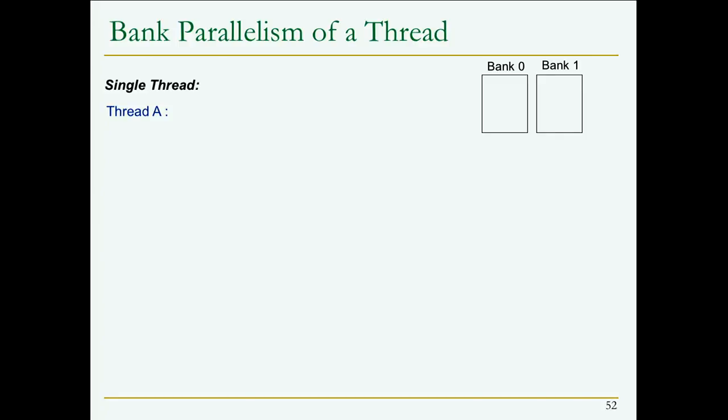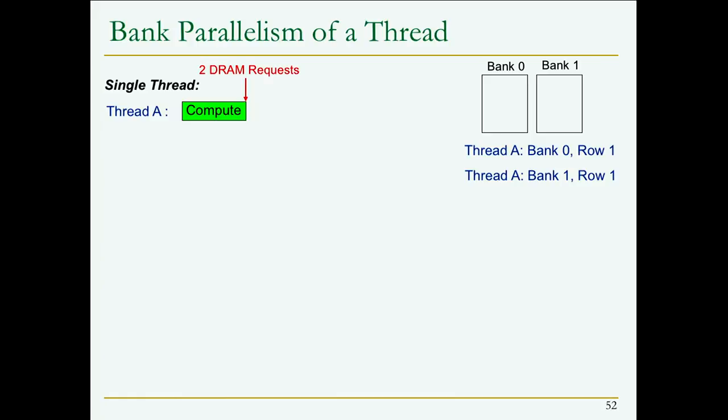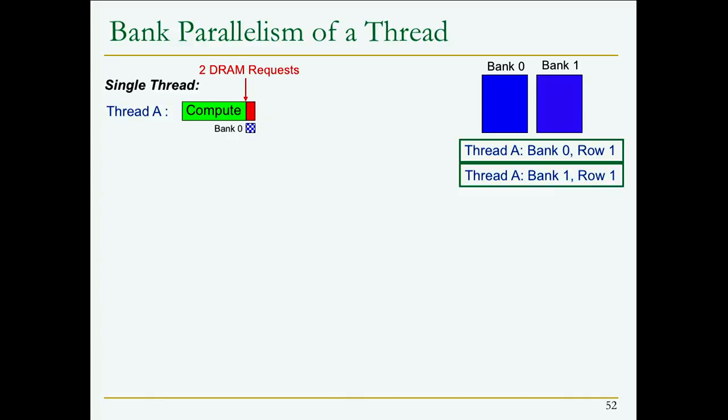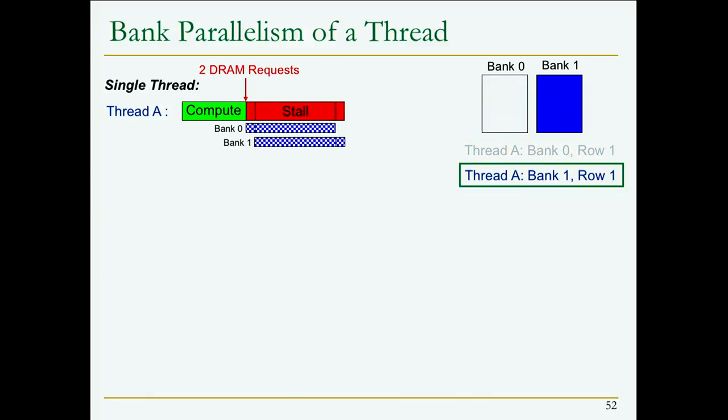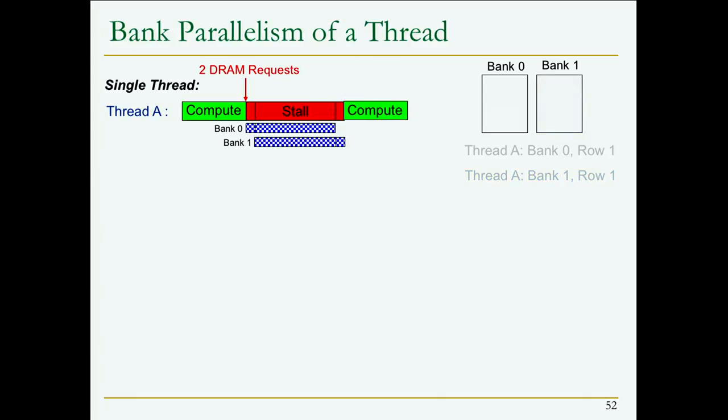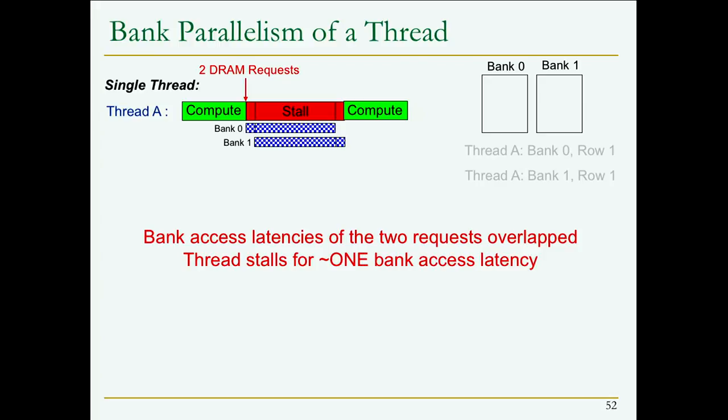Now, let's look at the single-thread execution of a thread. Basically, you do some computation, and then let's say you stall for 2 DRAM requests, and these DRAM requests are sent to 2 different banks. Assume that they map to 2 different banks. The memory controller receives them and starts them in consecutive cycles. So most of the latencies of these 2 requests to 2 different banks are overlapped. And the thread stalls for approximately 1 bank access latency plus some change over here, right? So the bank access latencies of the 2 requests that this thread is waiting for are overlapped. So you stall for 1 bank access latency.